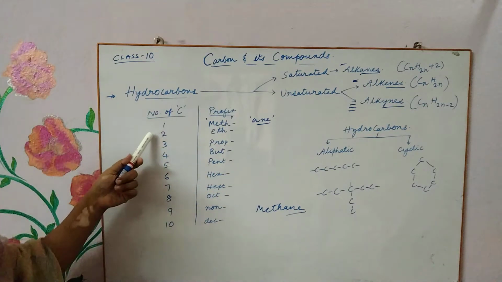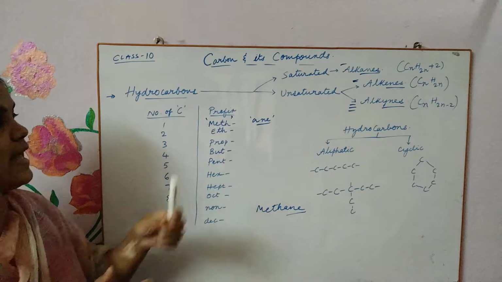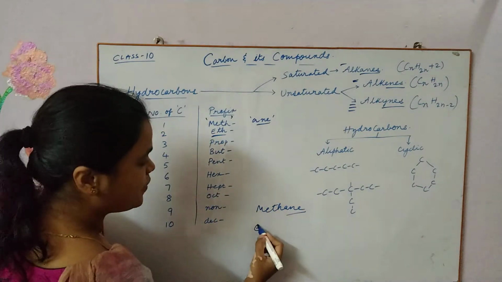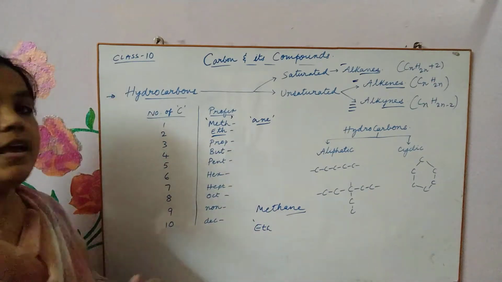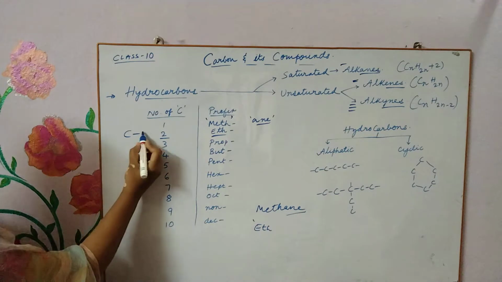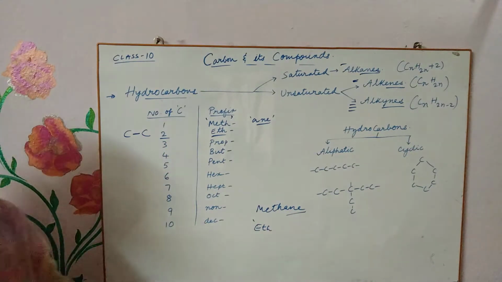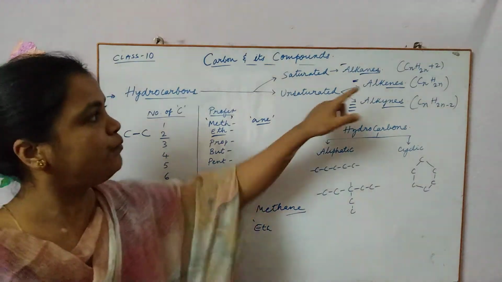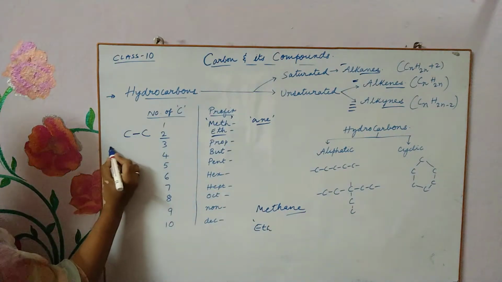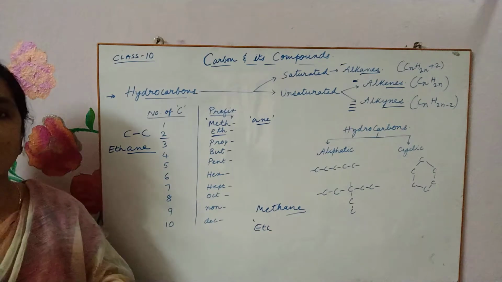Got it? Now, if the compound contains two carbon atoms, the prefix now will be named as eth. Okay, the prefix is eth, and between these two carbon atoms, if there is a single bond present, what suffix should I take now? Ane. If it's a saturated one, ane. So the prefix is eth and the suffix is ane. What is the compound's name now?